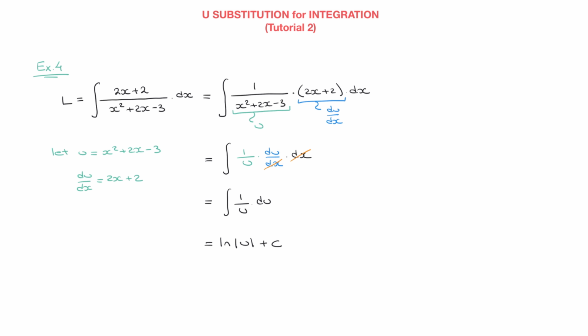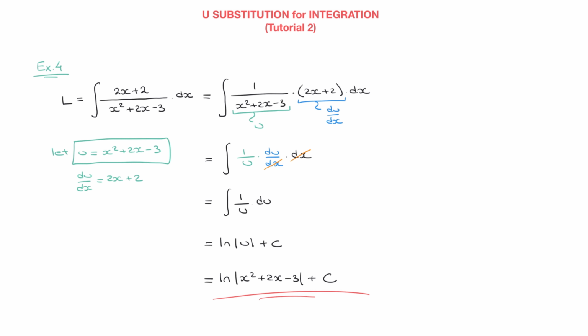And now to write our final answer, all we have to do is replace the u that we have here by its expression that I'm boxing right now to state that this integral is equal to ln of the absolute value of x squared plus 2x minus 3. And of course we have our plus c at the end. And we're done. We've integrated 2x plus 2 over x squared plus 2x minus 3 using the method of u-substitution.